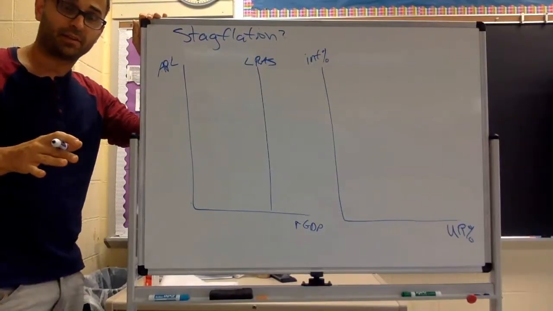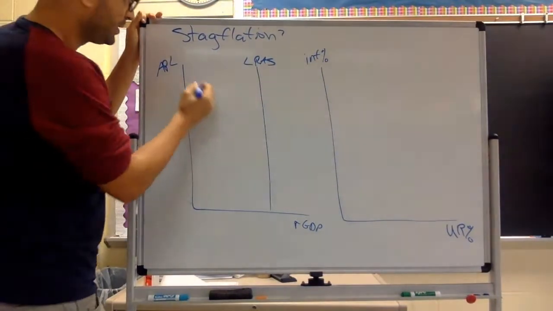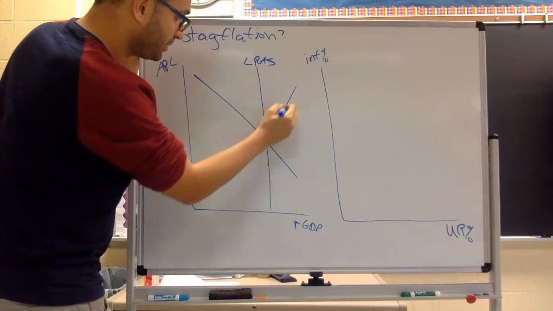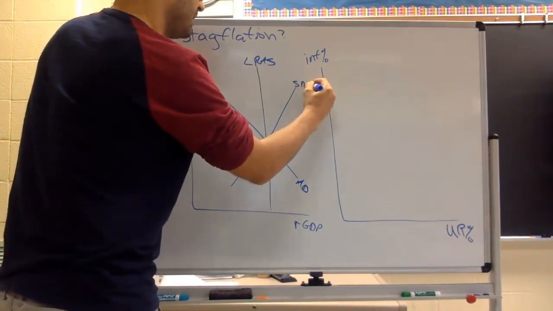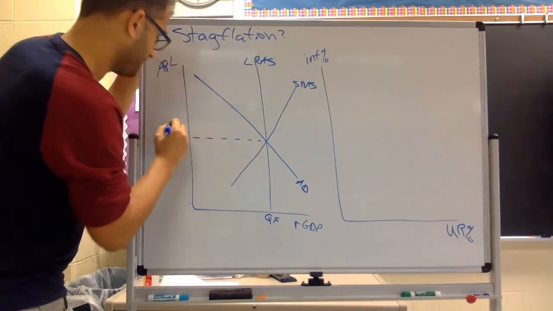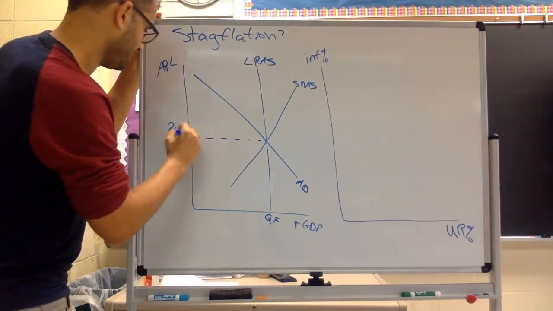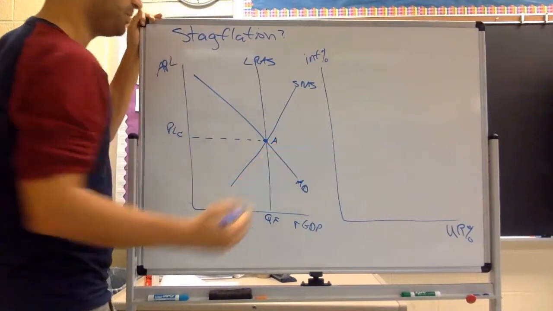There's stagflation, and I want to show the stagflation in the graph. Let's say we started at equilibrium. So I'm going to start at equilibrium here. AD, SRAS, Q at F. I'm going to put P, price level. And now I'm going to do the same thing for over here. I'm going to put A just to show my point.